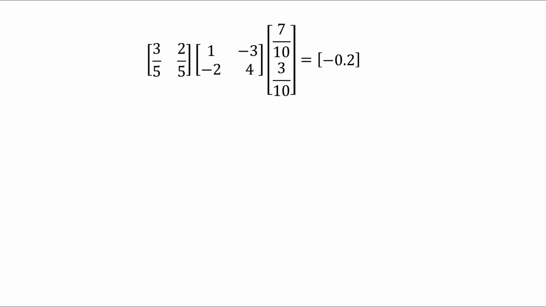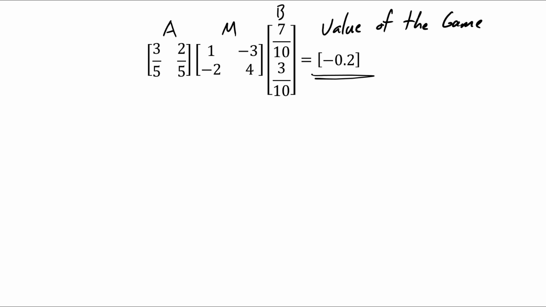So here's A's optimal strategy. Here's M, our payoff matrix, and here's B's optimal strategy. So you can do this in your calculator. So you want to create a matrix for A, a 1x2 matrix, 3/5 and 2/5. A matrix for M, that's our payoff matrix. That was the matrix we started with, 1, -3, -2, 4. And then B's optimal strategy matrix, a 2x1 matrix, 7/10 and 3/10. And if you multiply all those together, what you're going to get is -0.2. That is the value of the game.